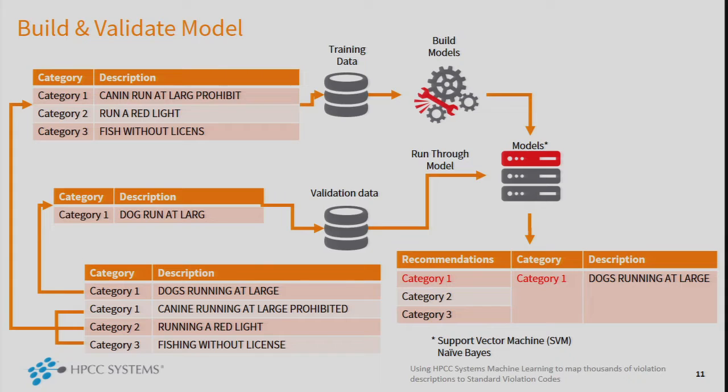And then we'll take our validation data set. Again, we know what the category should be. We run it through the model, and these are the top 3 recommendations. For dogs running at large, it's category 1, which is accurate. And it always happens like this, too, when we run it with real data, right? The other 2 category recommendations, it will give you, related or not. So we found that the support vector machine seems to be better at the top recommendation, and so we use naive Bayes for the other 2.